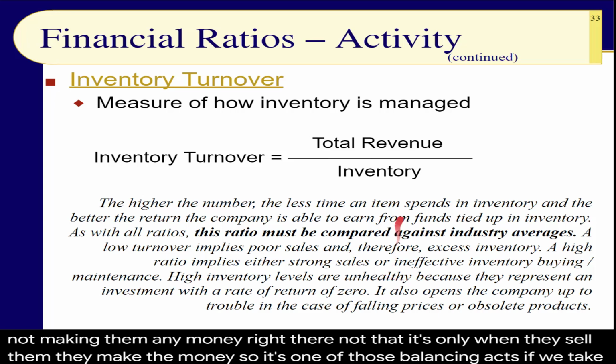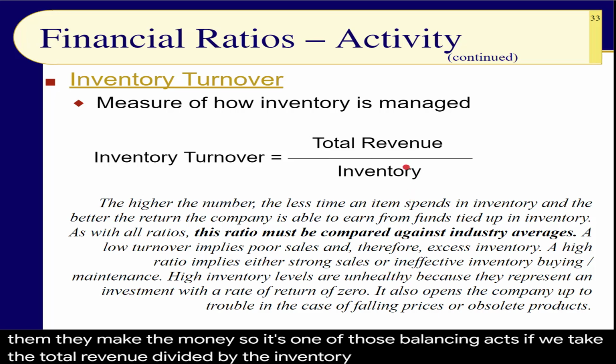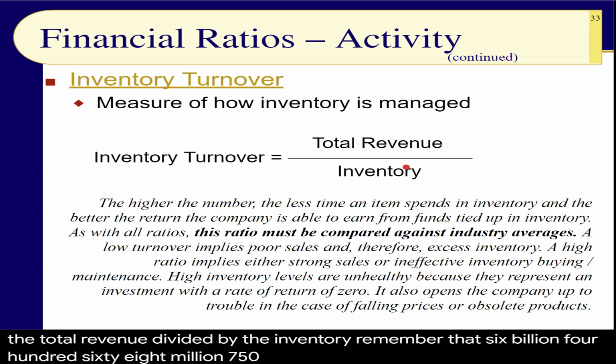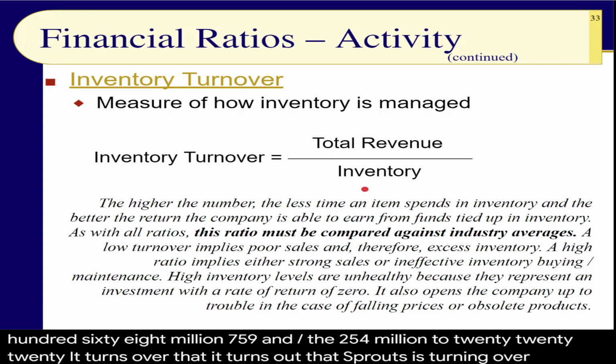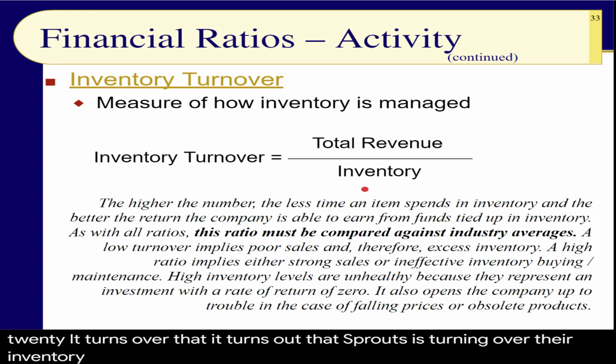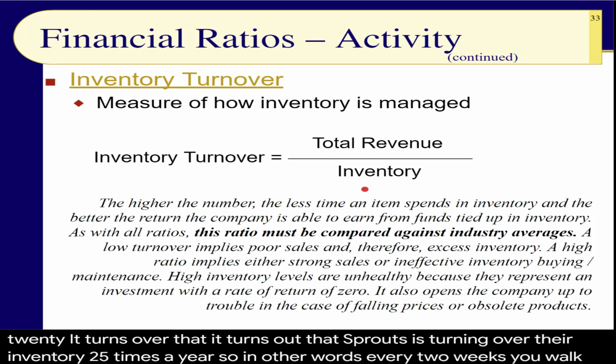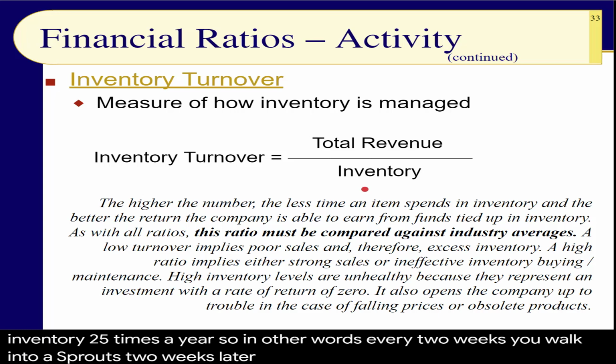If we take the total revenue divided by the inventory, remember that 6,468,759, and divided by the 254,220. It turns out that Sprouts is turning over their inventory 25 times a year. So in other words, every 2 weeks, you walk into a Sprouts, 2 weeks later, everything is new.